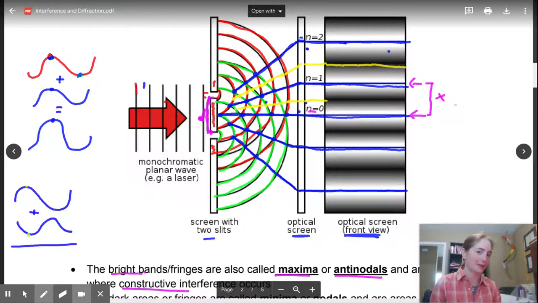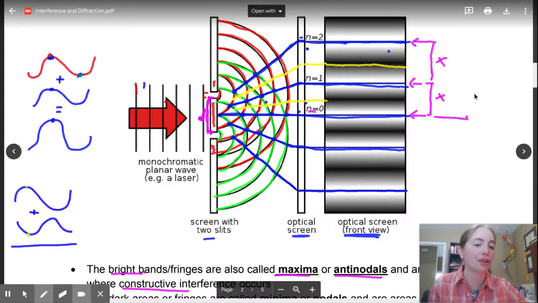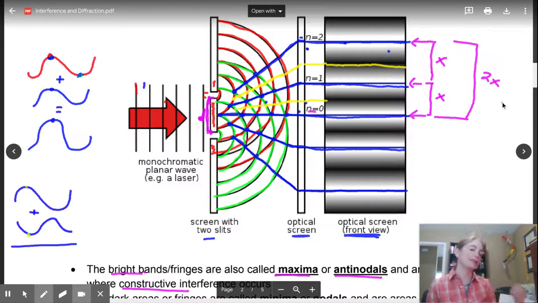Now, one of the things in the videos that I will be recommending to you to watch shortly is they often talk about X and 2X. So if we're going to go to our next bright band, which is here, the distance from this here to here, that distance X, is going to be the same distance from here to here. So that's also X. So to go from the center to up here is going to be 2x, twice the value of whatever this one distance is.